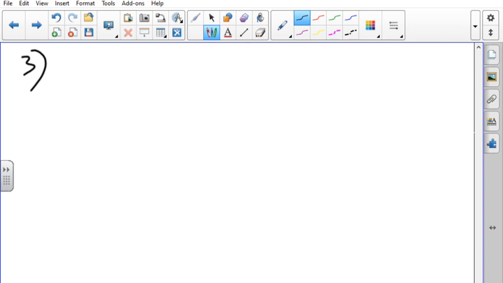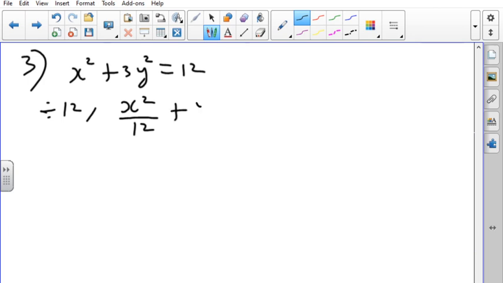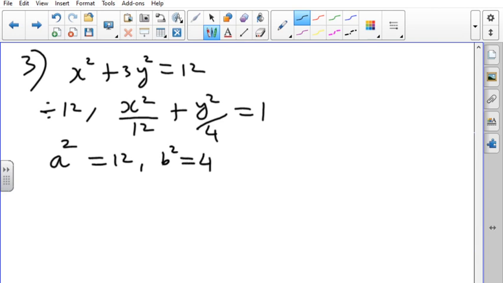So here the given ellipse is x square plus 3y square is equal to 12. So divide throughout by 12. We get x square by 12 plus y square by 4 is equal to 1. So from this, the greater number should be a square. So a square is equal to 12 and b square is equal to 4. Then we have the line. So what about the line? X minus y plus 4 is equal to 0 is the line.